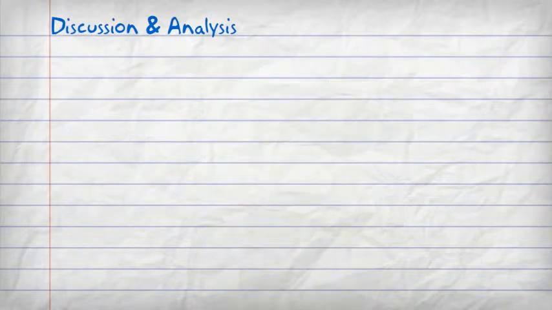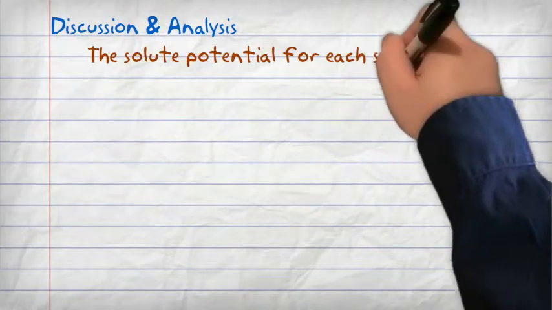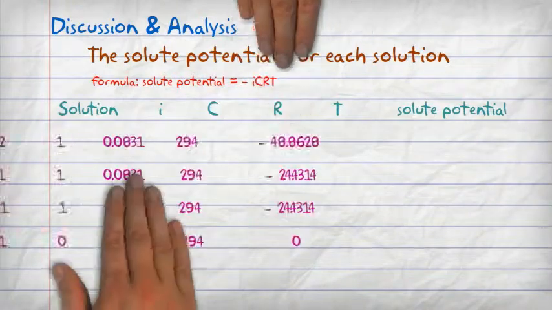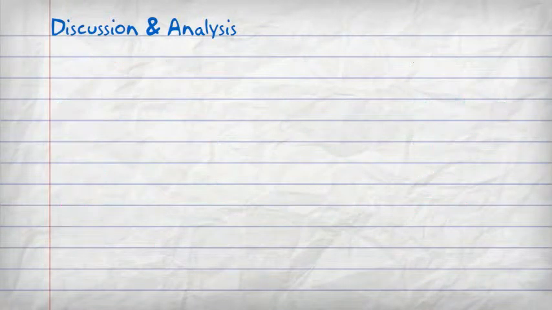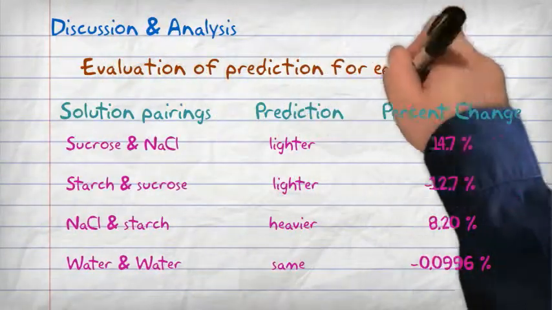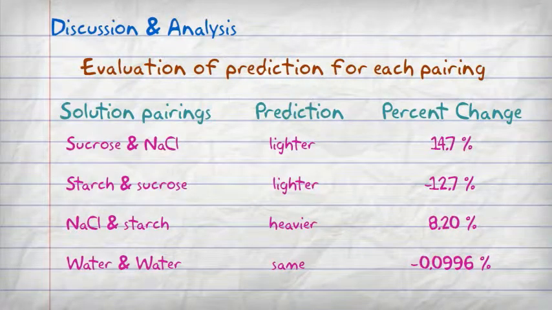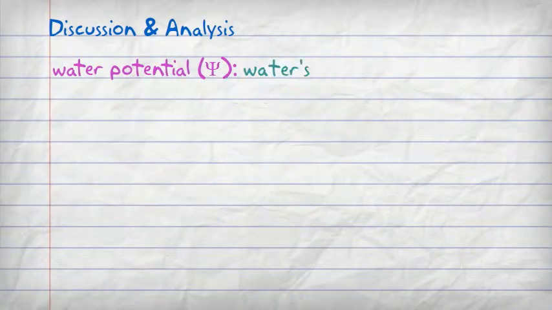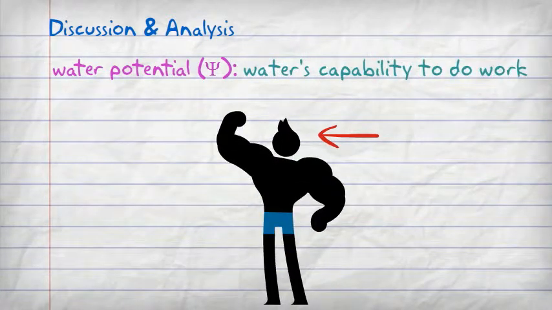The following are the solute potential calculations for the solutions used. Evaluation of prediction for each pairing. Our prediction was correct for everything except for the first pair, sucrose and NaCl. The mass change has everything to do with water potential. Water potential is water's capability to do work.